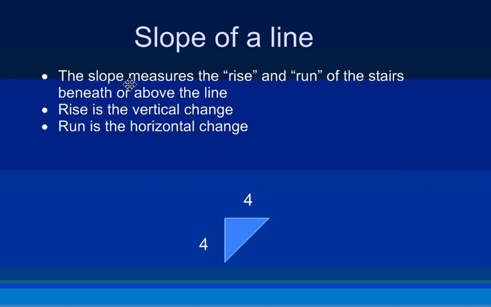So slope of a line. The slope measures the rise and the run of the stairs beneath. So the rise is the vertical change. So we're going to call this the rise because that's the vertical. It's the up and down. And the run is the horizontal. It's the left to right.